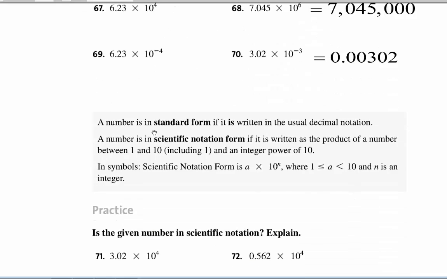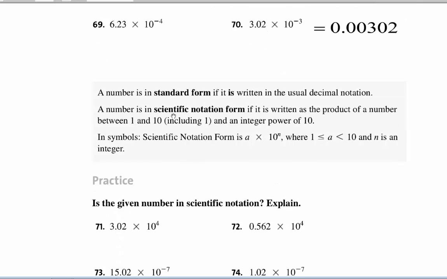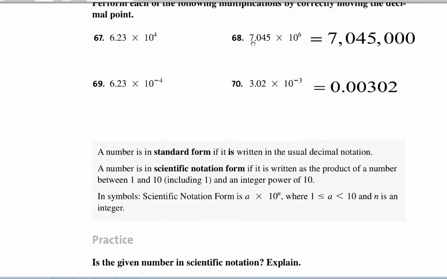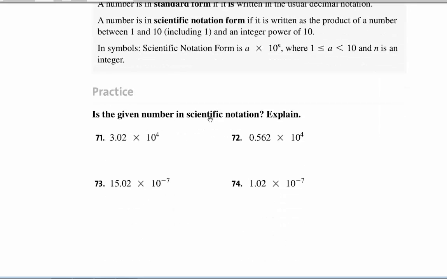Then they give us a definition down here, right? They say a number is in standard form if it's written in the usual decimal notation. So this 7,045,000, that's standard notation. This 0.00302, that's standard notation. A number is in scientific notation form if it's written as the product of a number between 1 and 10, including the 1, and an integer power of 10, right? So when you look at 68, the first number is between 1 and 10, and then we're multiplying that by 10 to some power, some power of 10.